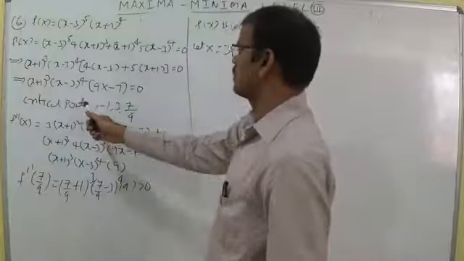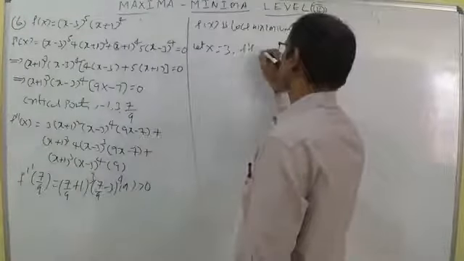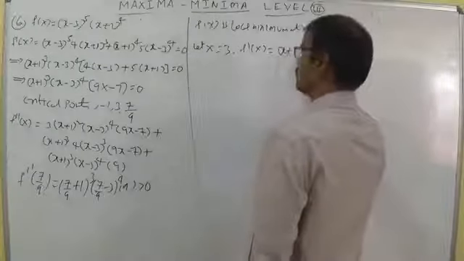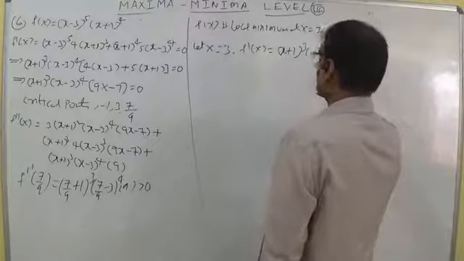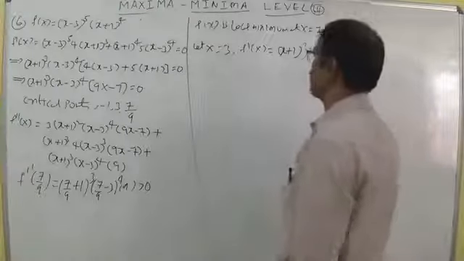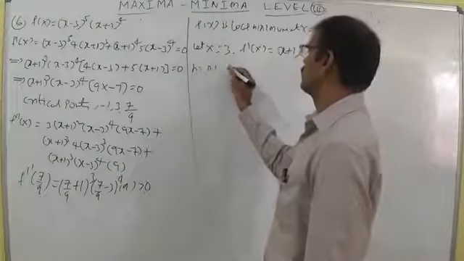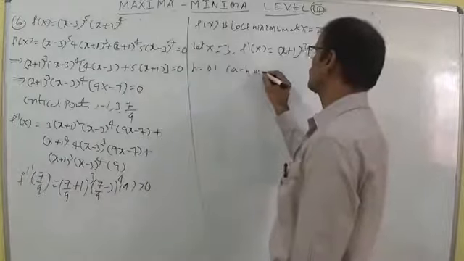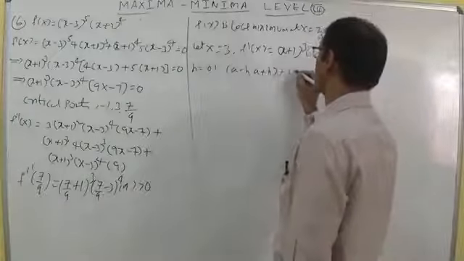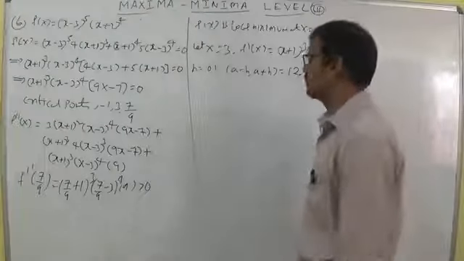F'(x), I am writing here: f'(x) is equal to (x+1)^3 (x-3)^4 (9x-7). Now let h = 0.1. Here I am writing a-h, a+h, which is 2.9, 3.1.